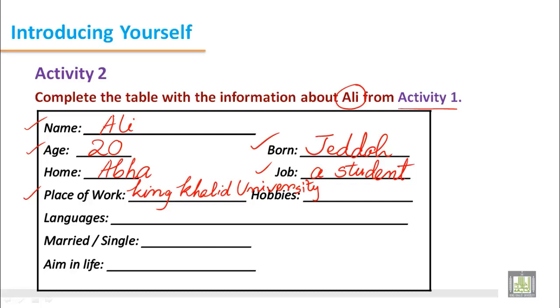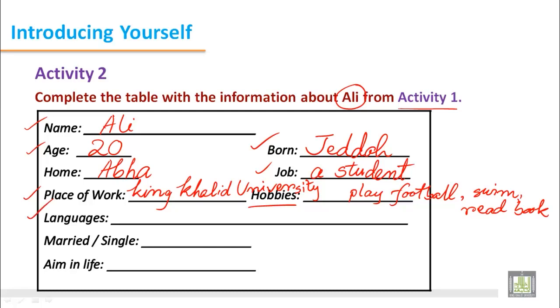Hobbies. What does he like to do in his free time? And he has written that he likes to play football and he likes to swim. Also, he likes to read books. So we can write here the information about his hobbies. He likes to play football, swim, read books.